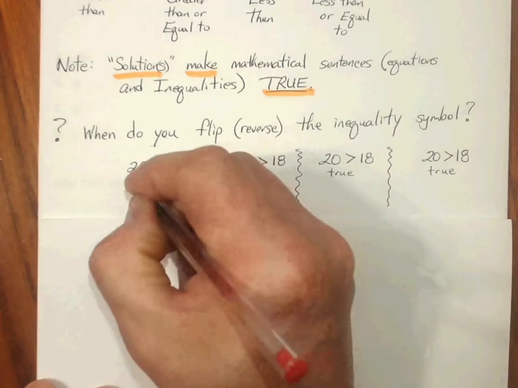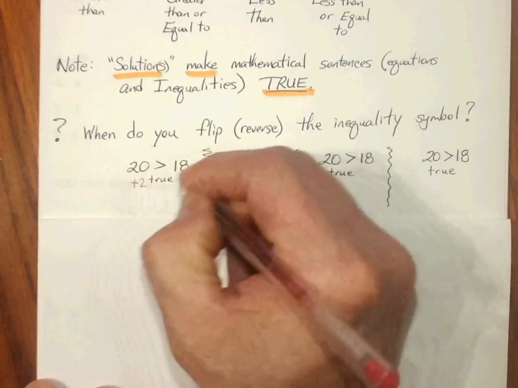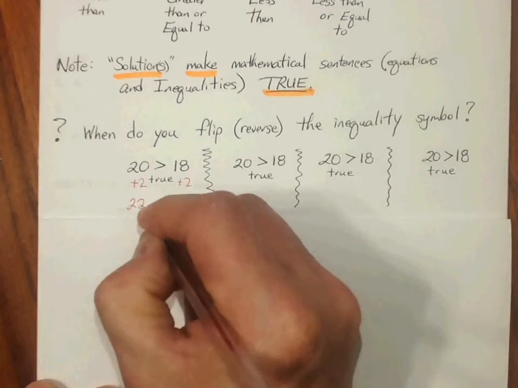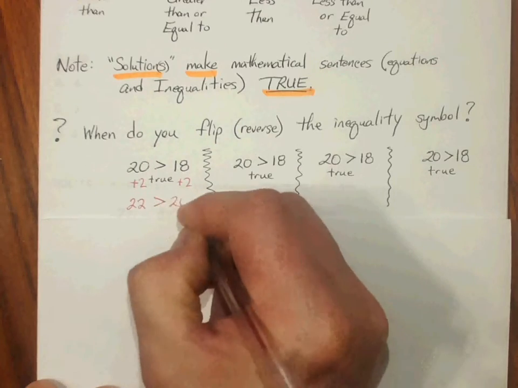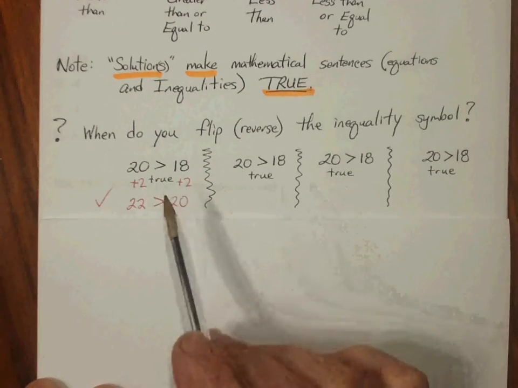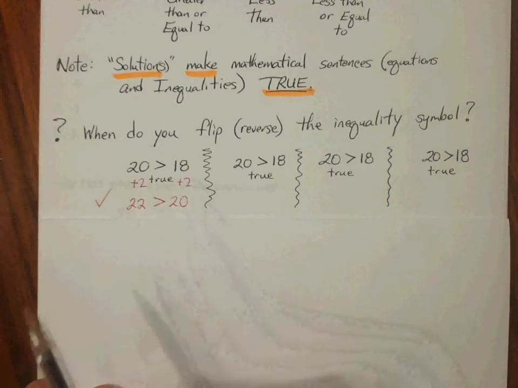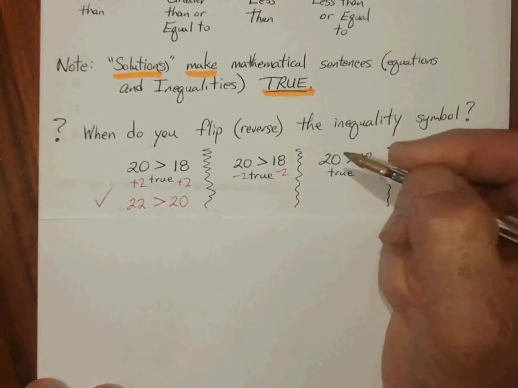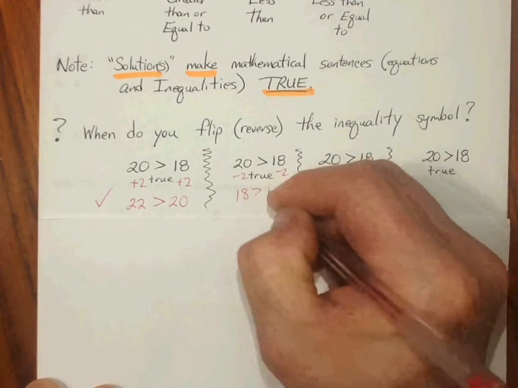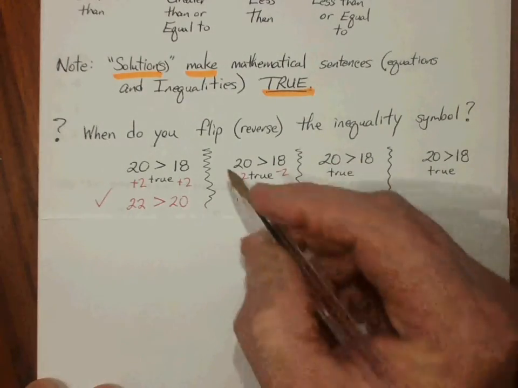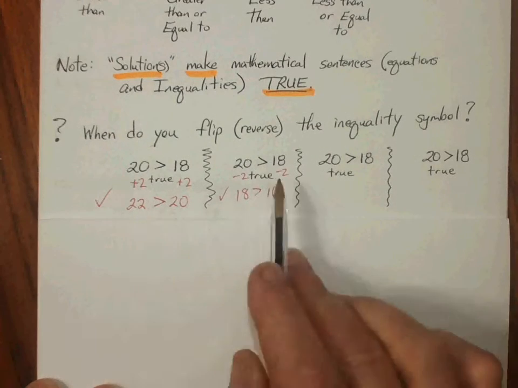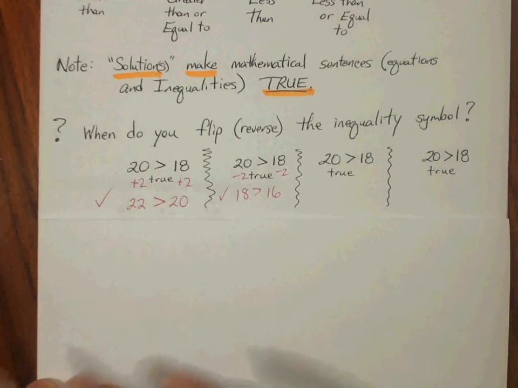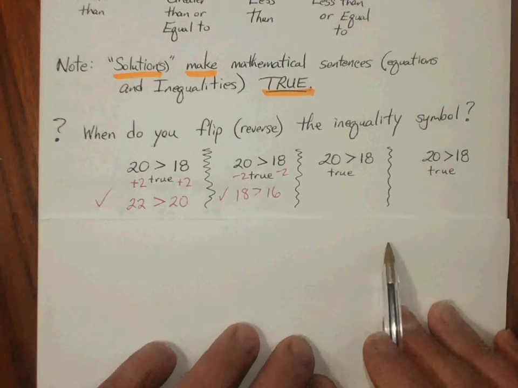Do I get a true statement if I add a number to both sides? Is 22 greater than 20? Yes, it is. So I don't have to reverse the symbol when I add. What about if I subtract a number from both sides? I get 18 is greater than 16. Guess what? That is also true. So adding and subtracting on both sides of an inequality statement, I don't have to flip the inequality symbol.